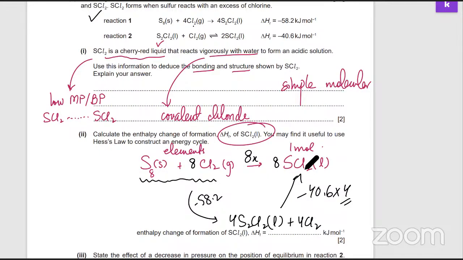Yes, sir. Sir, we can also add up the equations. Yes, that was the other method, that you could rearrange them and add them up. The question said you may find it useful to use Hess law to construct an energy cycle. So he's not forcing you to construct an energy cycle. So okay, in that case, you can do that. Let's do that, the other method. This was the equation that you're looking for, right? Okay, so I'll directly write 1/8, okay?